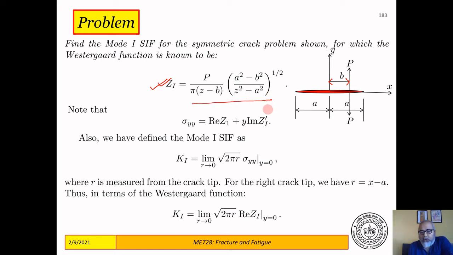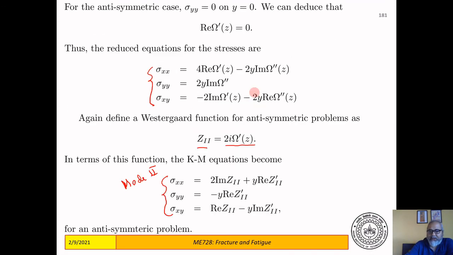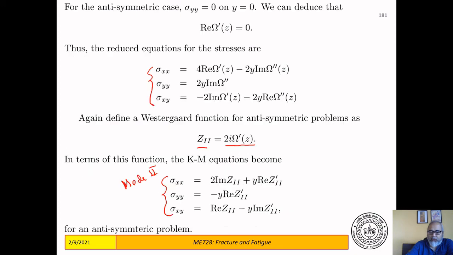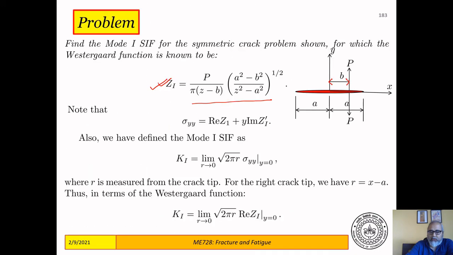And now you have to note that for the mode 1 case, we have the stress equations. So these were the stress equations for the mode 1 case, and it had real Z1 plus y imaginary Z1 prime. This was your stress equation for mode 1.